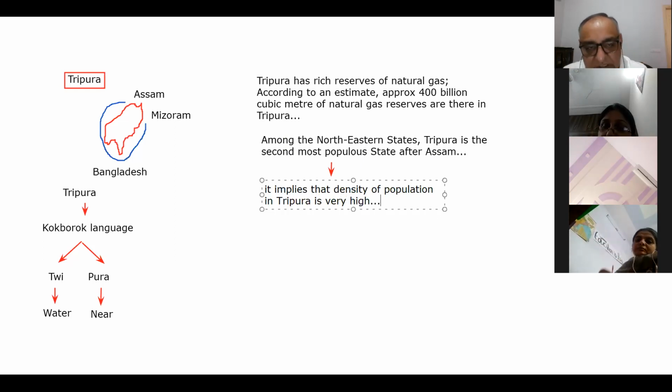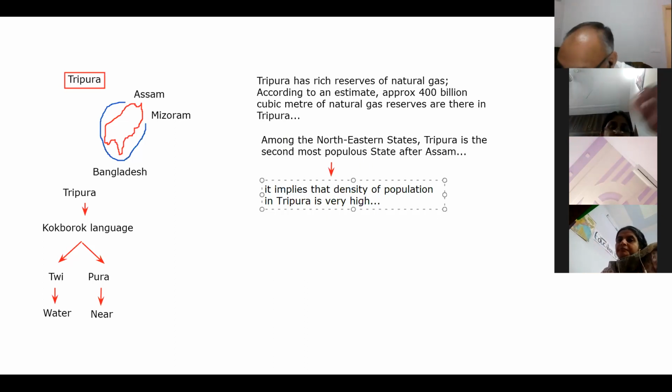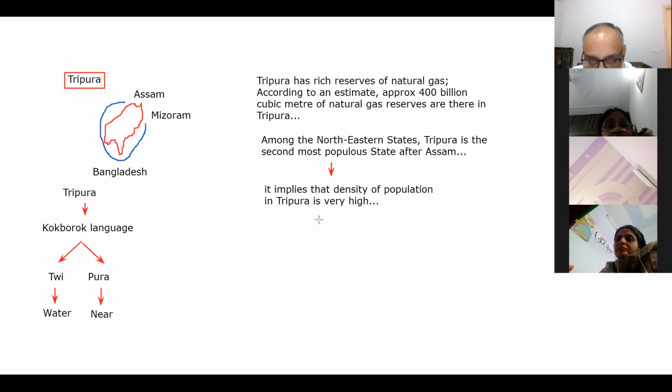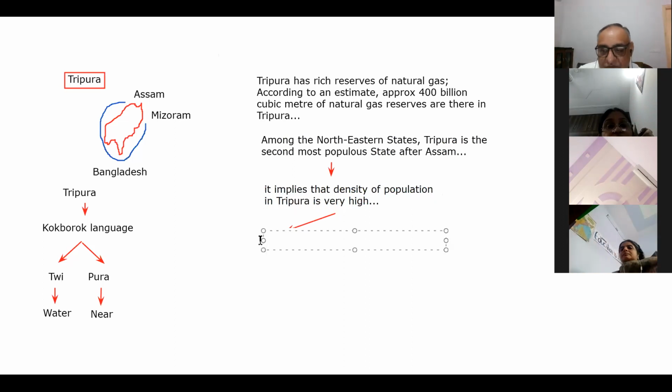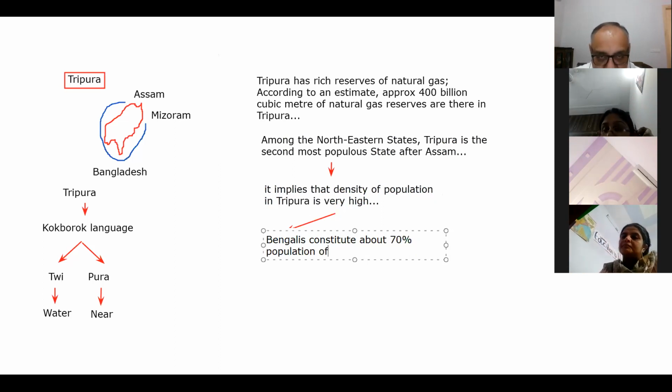Right, so the density of population in Tripura is very high. As far as the population is concerned, Bengalis constitute about 70% of the population of the state.